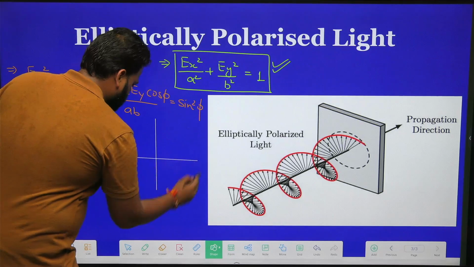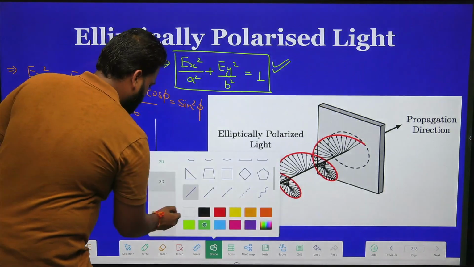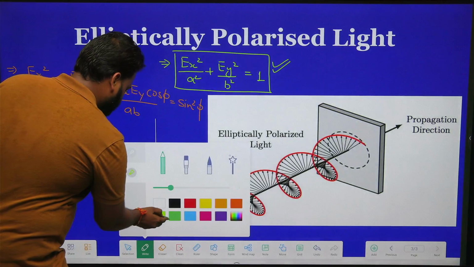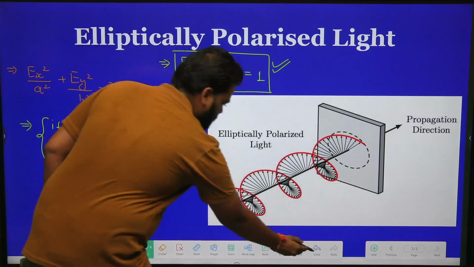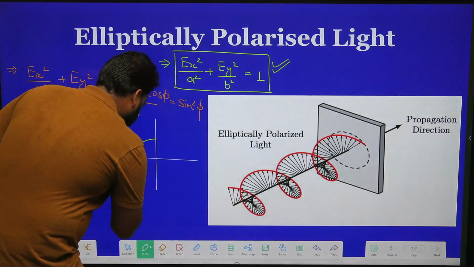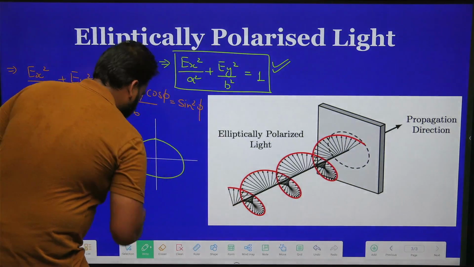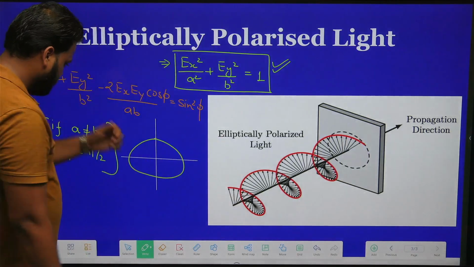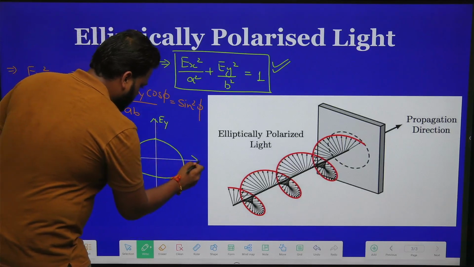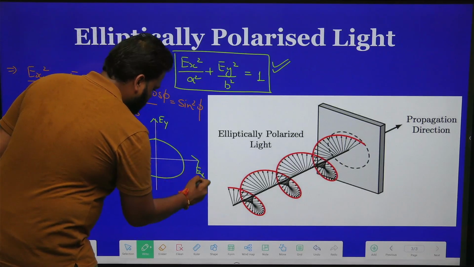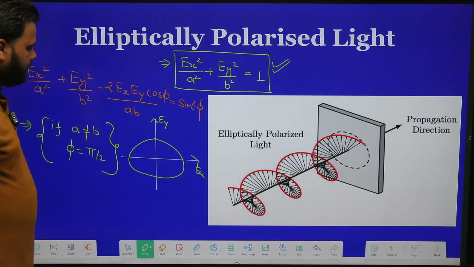Something like this, not exactly an ellipse, but basically I'm telling you, you can draw the ellipse like this. Okay, this is Ex, this is Ey.